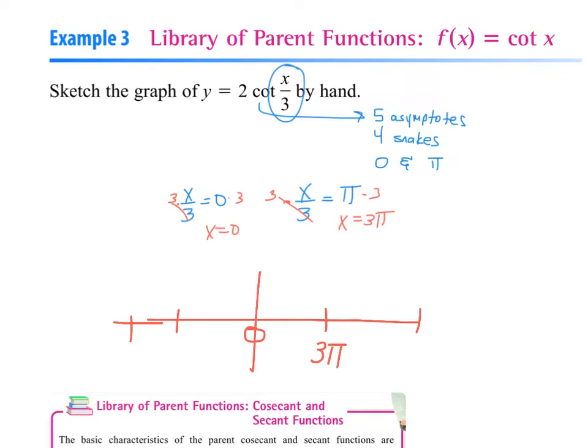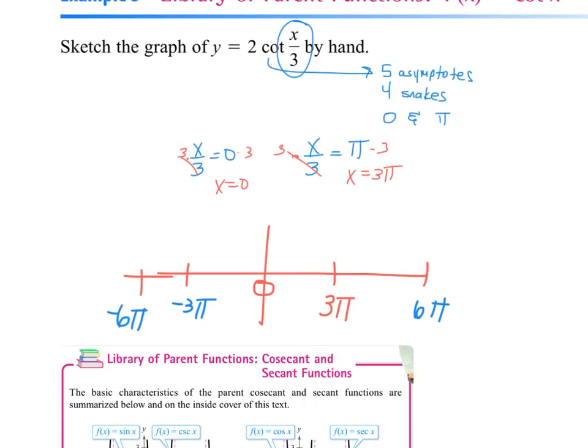This is why I think this one's easier. How far is it from 0 to 3 pi? Okay, so if I'm going to draw another asymptote to the right of 3 pi, it's going to be at what? 6 pi. Good. And then what are my 2 negative asymptotes? Negative 3 pi and negative 6 pi. So I'm going to have an asymptote here, one here, one at 0, 3 pi, 6 pi, right?